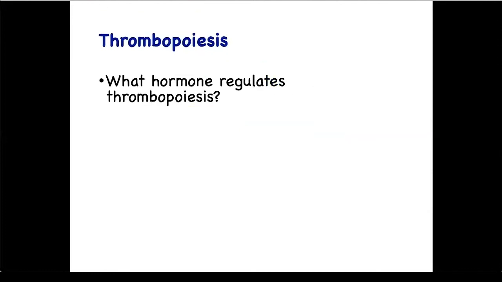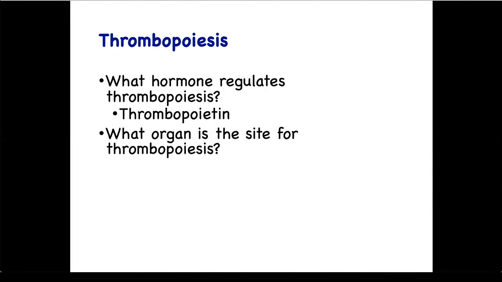What hormone regulates thrombopoiesis? It is the hormone thrombopoietin, which is released by the liver at a regular rate throughout the day. The rate for each individual will vary.